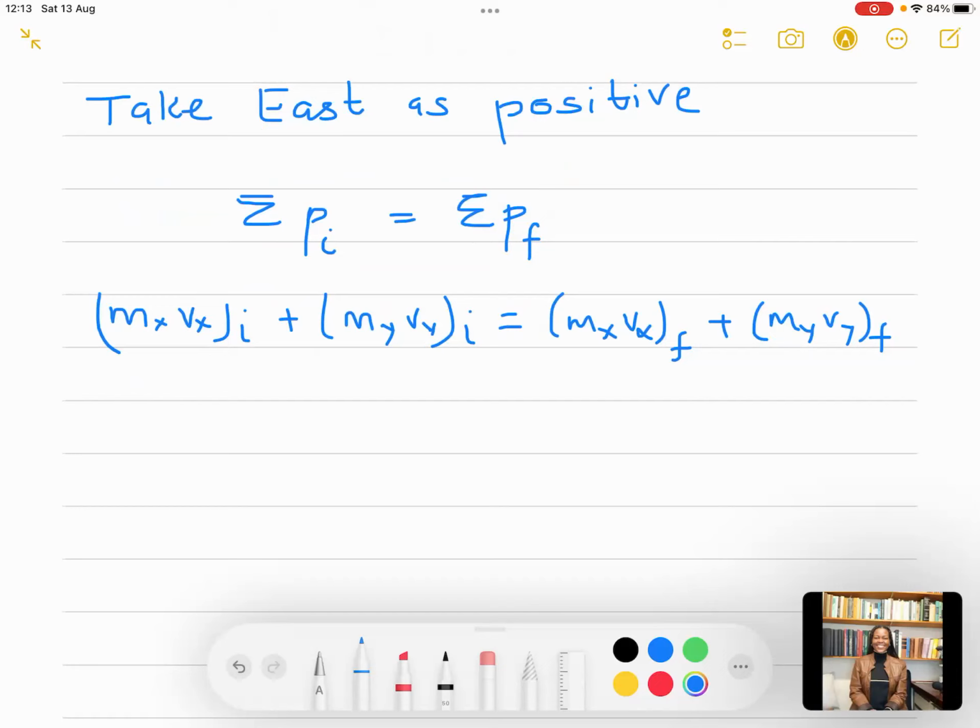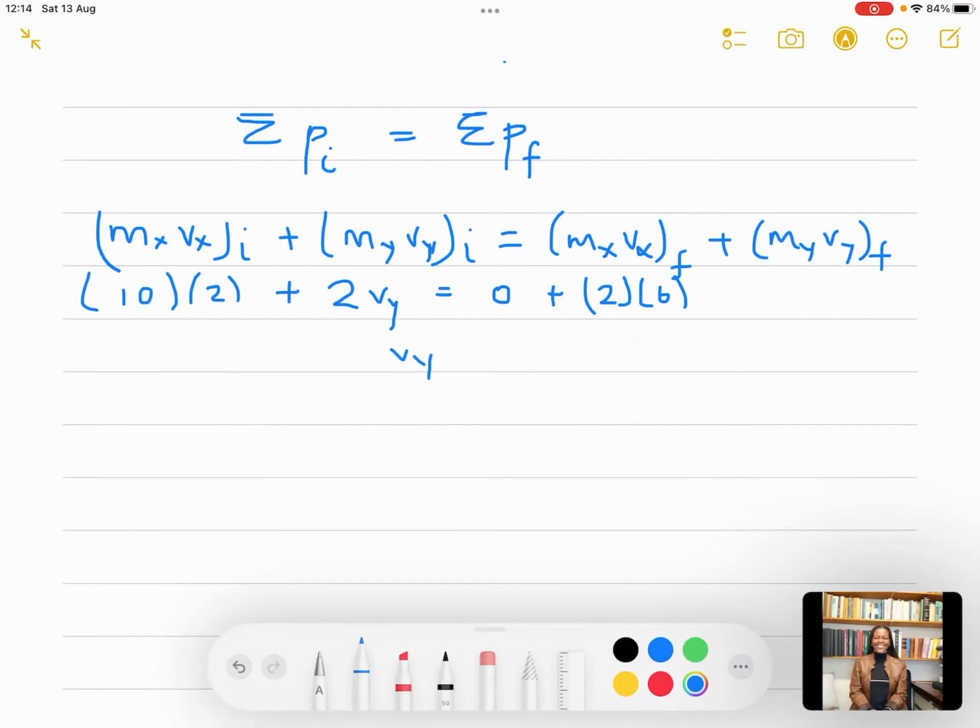So what is mX vX? This is just 10, and that's 2, plus mY is 2, vY is what I'm trying to find. That is equal to, what's the final vX? It's just 0, so this is 0 plus mY is 2 and vY is 6, which we just calculated. Okay, so we can easily solve for vY now. vY is equal to 2 times 6 is 12 minus 2 times 10 is 20, divided by 2, and you get negative 4.